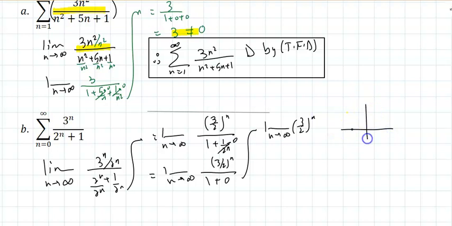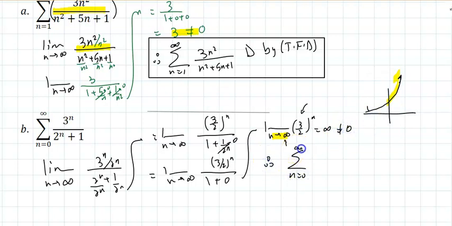And 3 over 2 to the n is an exponential function. It's growing because the base is bigger than 1. We covered that already. Remember, we did exponentials and logs, and we did the graphs. As n approaches infinity, this will approach infinity, which does not equal 0. Therefore, the series diverges by test for divergence.